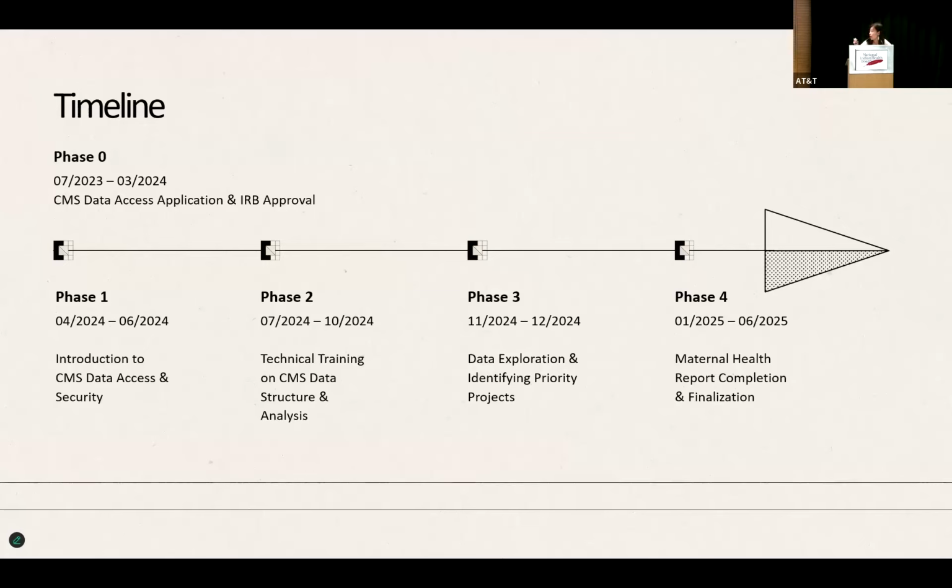Then from April to June 2024, we received necessary trainings and guidelines. We set up our data environment. We finally gained access to the CMS data. And after that, we spent 3 months familiarizing ourselves with the data structure. We attended trainings and office hours. And by October 2024, we felt we were finally ready to explore this data further.